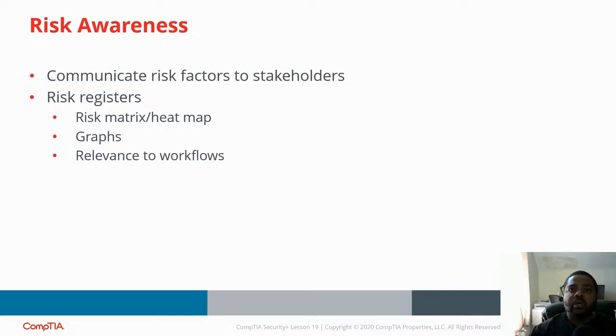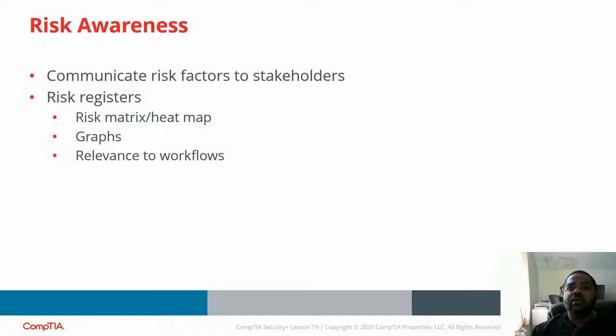We create matrices like the chart that you saw earlier to give a visual aspect to it, so everyone can get on the same page of saying, okay, this is the threat, but at the same time, this is how dangerous it could be. This is how we set in the mitigating factors for it.